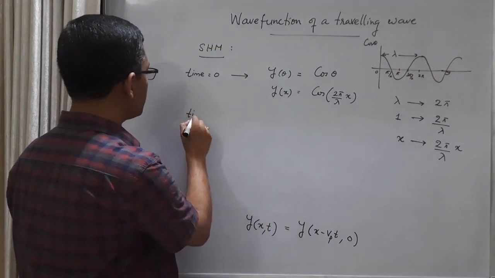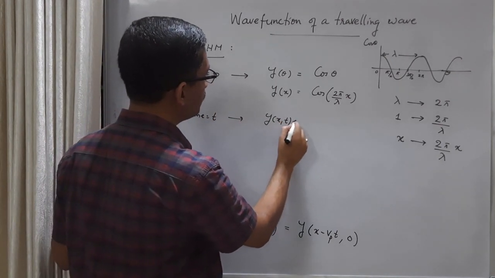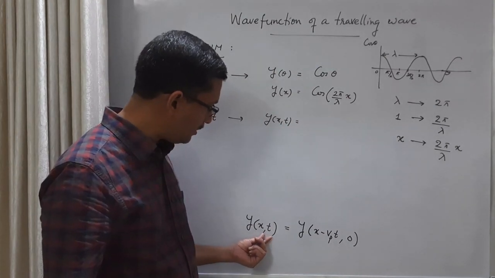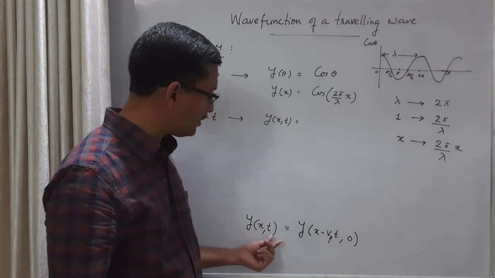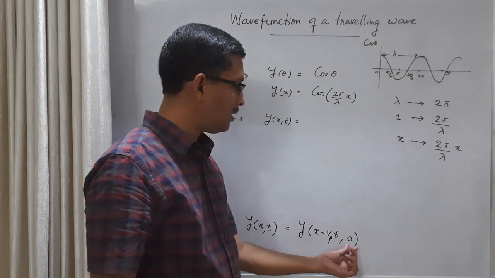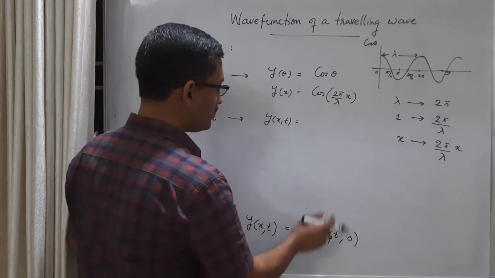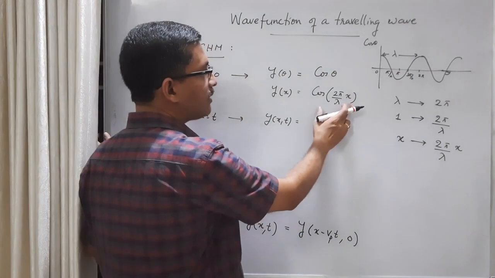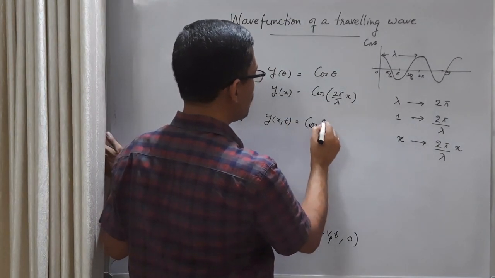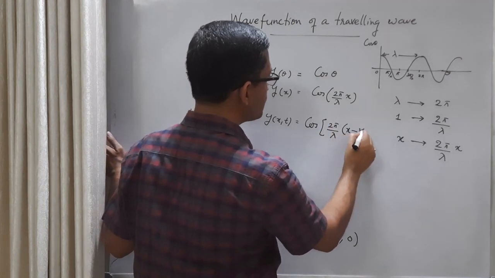Then what is the wave function at the time t? Y of x comma t. Consider this relation: the wave function at the position x at the time t must be equal to the wave function at the position x minus Vpt at time 0. What is the wave function at the position x minus Vpt at the time 0? At the time 0, this is the wave function. Therefore, we have to choose this wave function cos 2 pi by lambda, but instead of x, we have to put x minus Vpt.